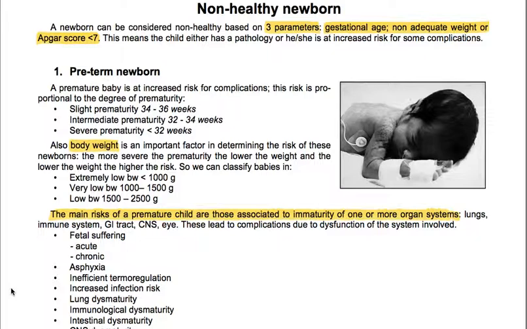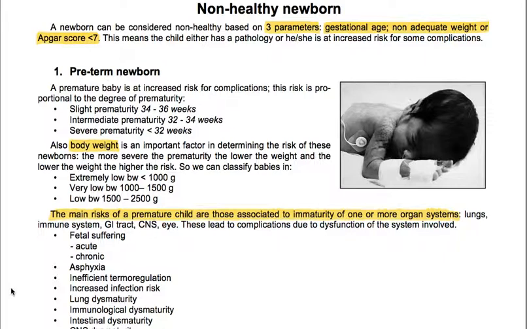We can have slight prematurity between 34 and 36 weeks, intermediate prematurity between 32 and 34 weeks, and severe prematurity less than 32 weeks. Also, body weight is an important factor in determining the risk of these newborns. The more severe the prematurity, the lower the weight, and the lower the weight, the higher the risk. So we can classify babies in extremely low body weight, less than 1 kilogram, very low body weight between 1 and 1.5 kilograms, and low body weight between 1.5 and 2.5 kilograms.